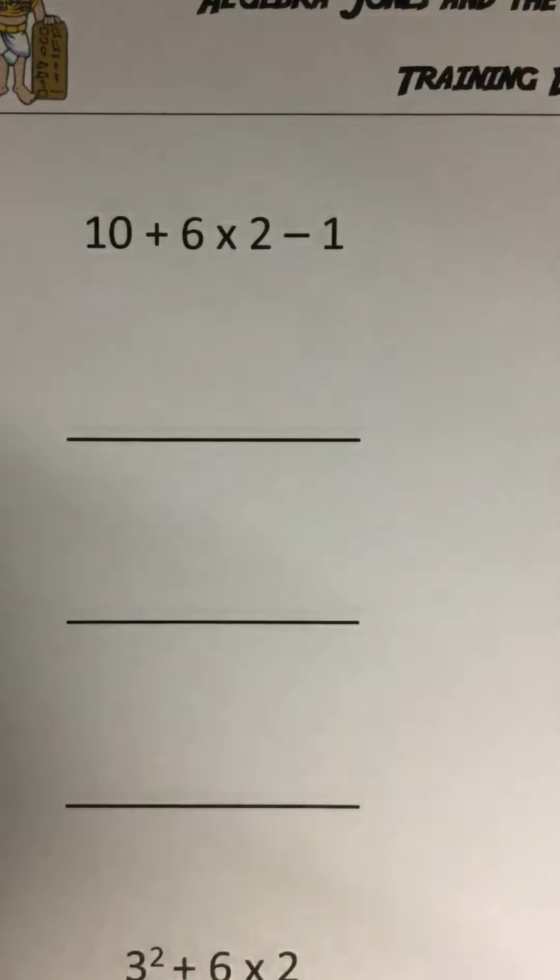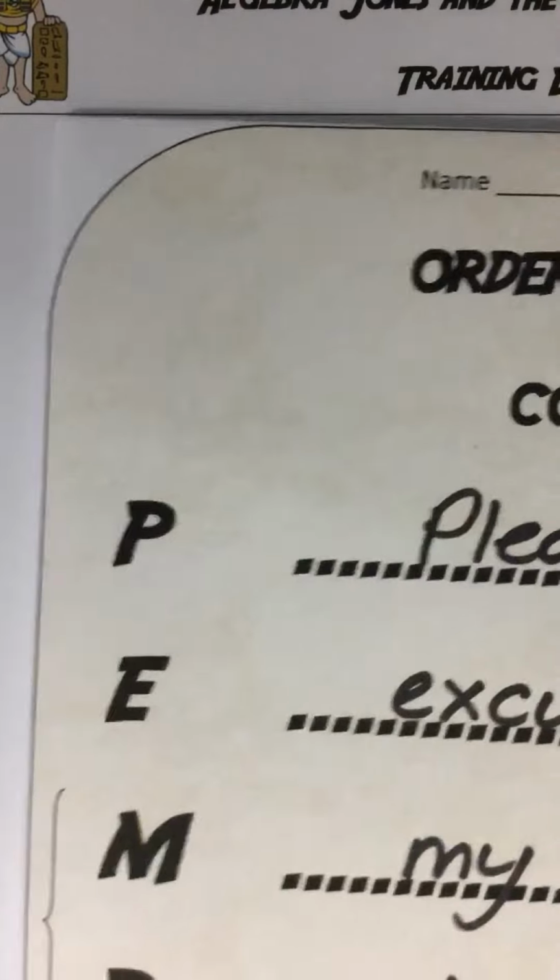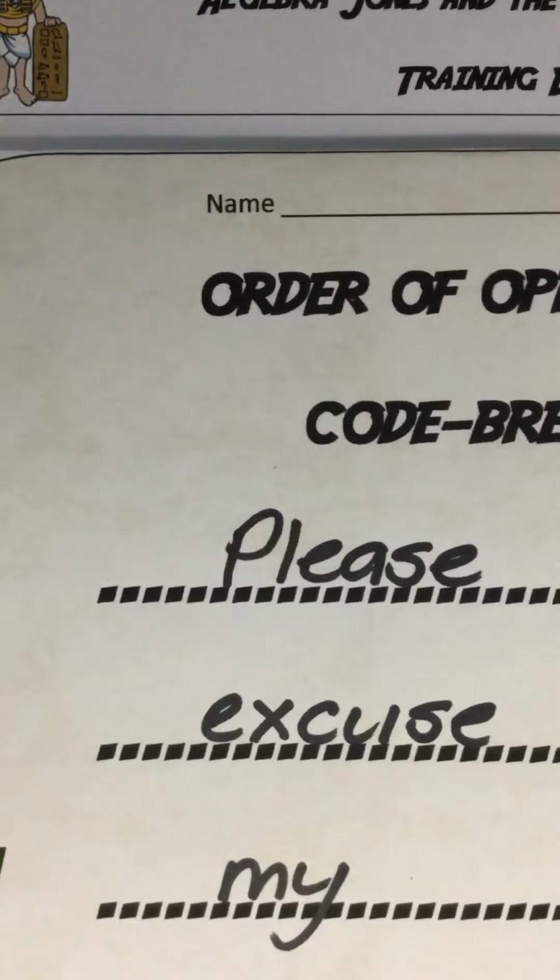Hi students, so today we're going to be working through the training day 4 activity sheet together. Before we start, please make sure you have your activity sheet and pencil ready, and also have your order of operations code breaker sheet with you.